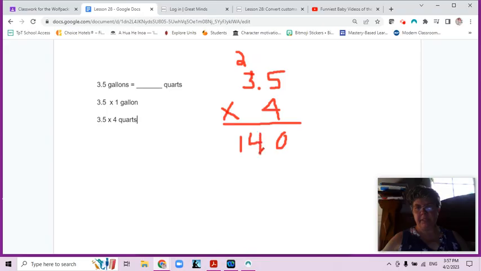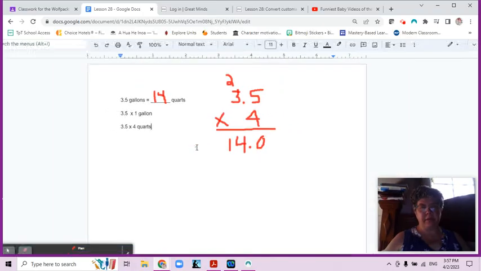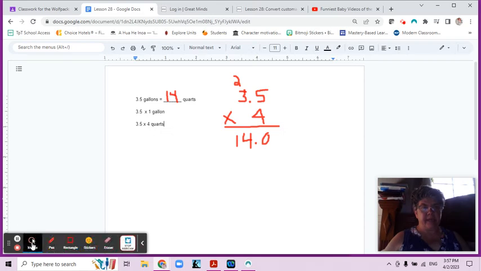And when we multiply decimals, we look at how many places we have in the question. You can see there's one number to the right of the decimal, so we want one number to the right of the decimal in our answer. So 3 5/10 gallons is equal to 14 quarts. And that's how we solve it, right? Okay, so I just wanted to walk you through that and make sure that you had a good understanding of that at the beginning of this lesson.